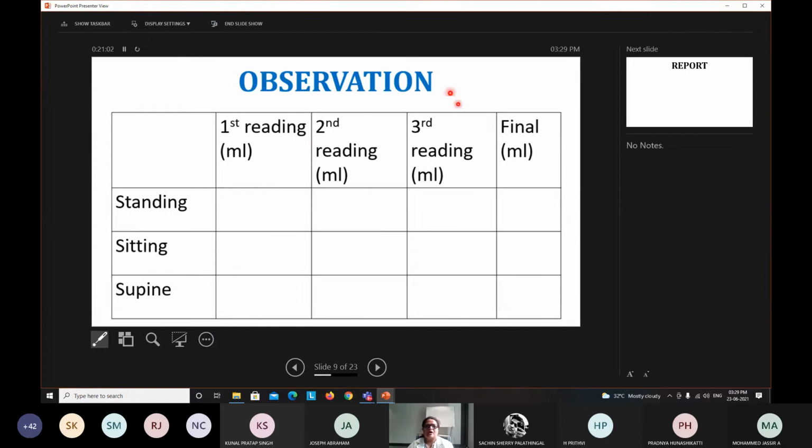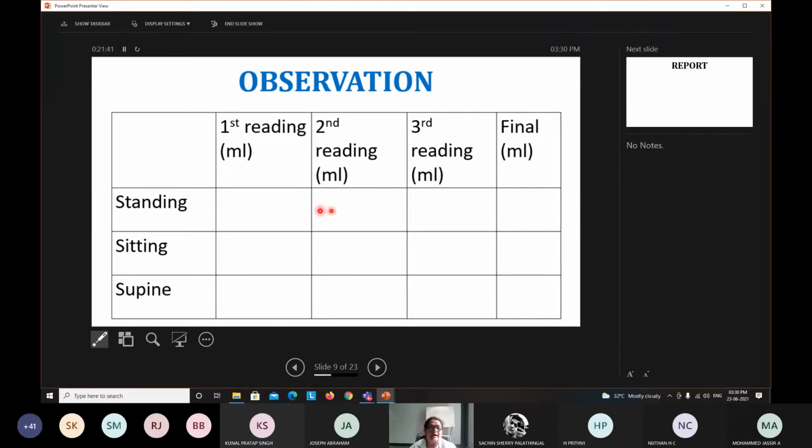Next is the observation. You have to record vital capacity in standing, sitting and supine position. Take 3 readings. Here you will have to take the best out of all 3. Say for example, here it is 4000 ml, here it is 3800 ml, 4200 ml. So you will have to take the final reading as 4200 ml. Best out of 3 you will have to take.